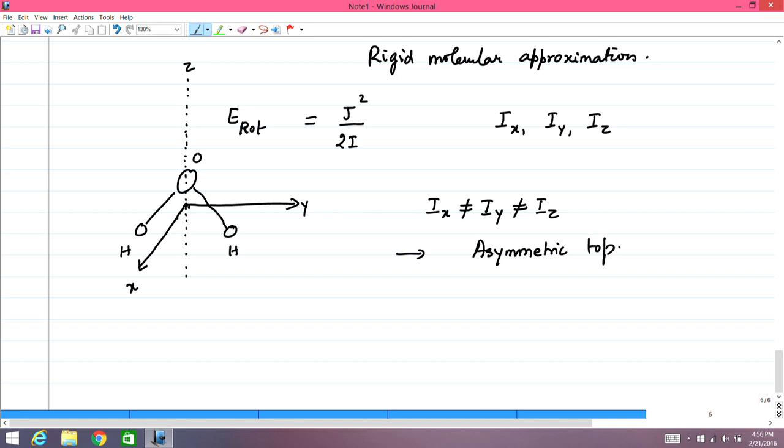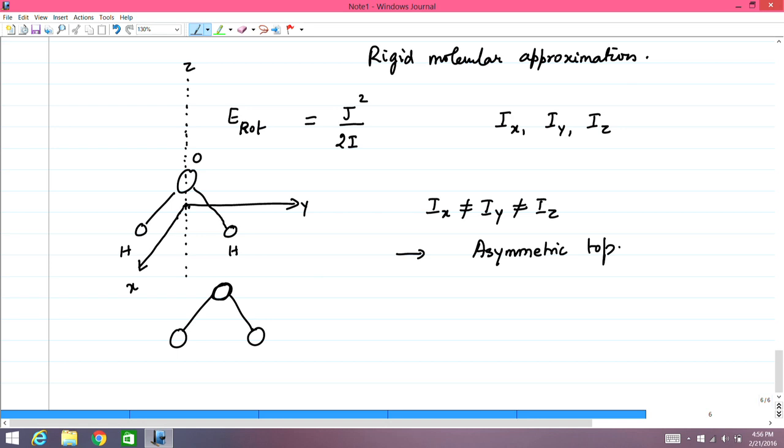And other examples of asymmetric top, in fact most molecules are asymmetric tops. Another example is again ozone, in which you have all the 3 oxygen atoms, of which 1 oxygen atom is connected to the other 2 in a different way. And this is identical in symmetry to the water molecule, and you have sulfur dioxide as an example. If you think about this, nitrogen dioxide, there are many examples of molecules which are asymmetric tops.